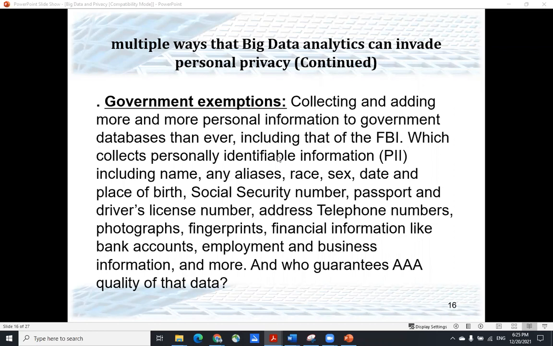Another way that big data analytics can invade personal privacy is government exemptions, collecting and adding more and more personal information to government databases than ever. That includes the FBI, which collects personally identifiable information, or PII. That's what PII stands for, and it includes names, race, sex, date and place of birth, social security number, passport and driver's license number, address, telephone numbers, photographs, fingerprints, financial information, for example bank accounts, employment and business information, and more and more.